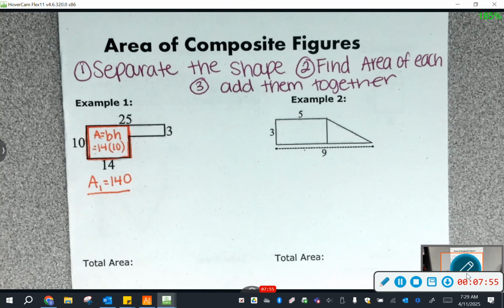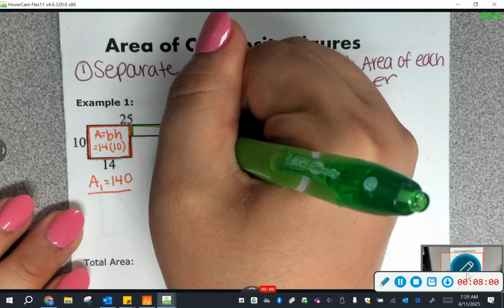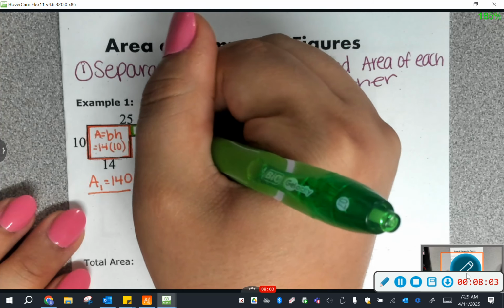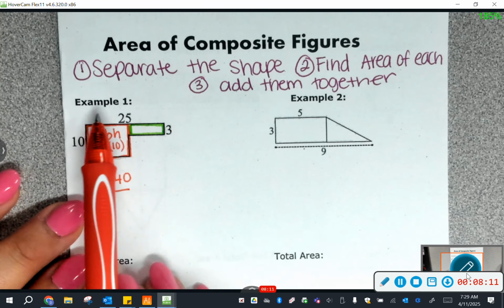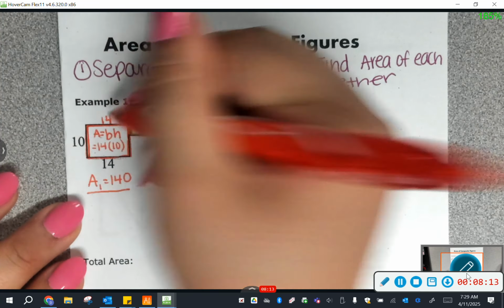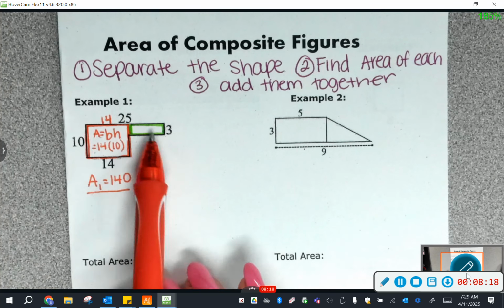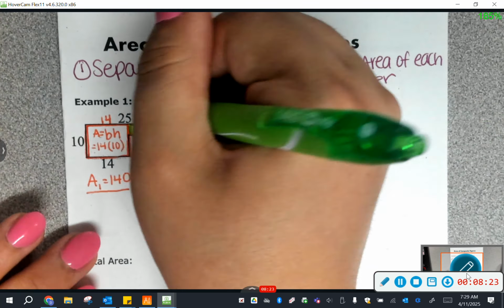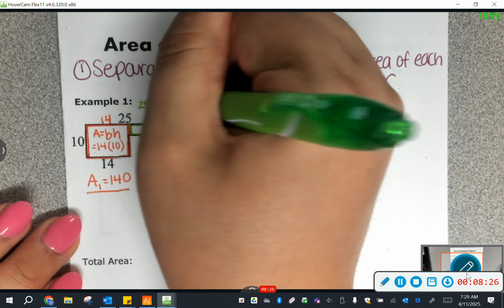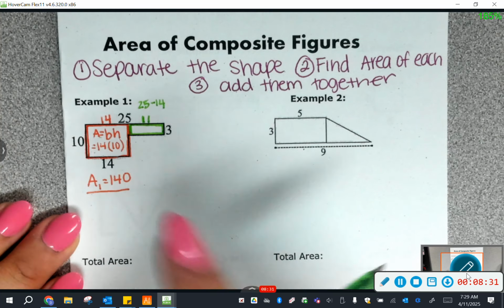Now be careful. What about this other shape? Do you agree if this is 14, then right up top is also 14 of my orange rectangle? So if the whole thing up top is 25, how do I find the top of the green? What is 25 minus 14? So the top of this is 11.